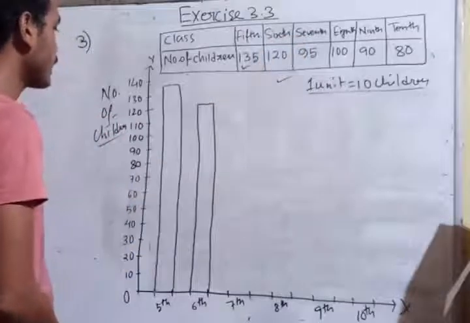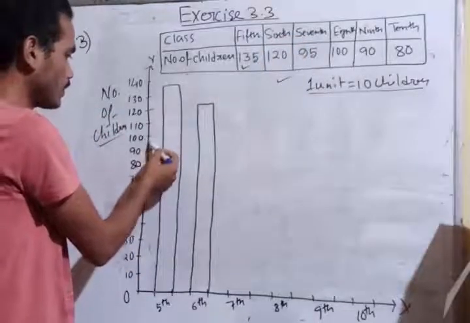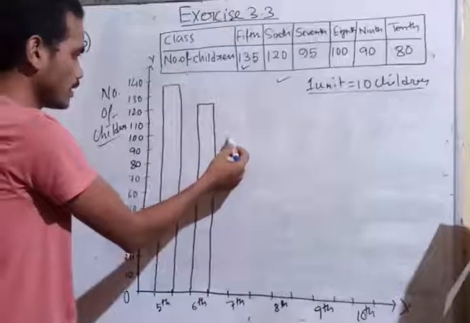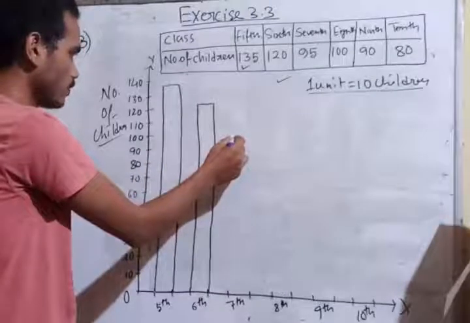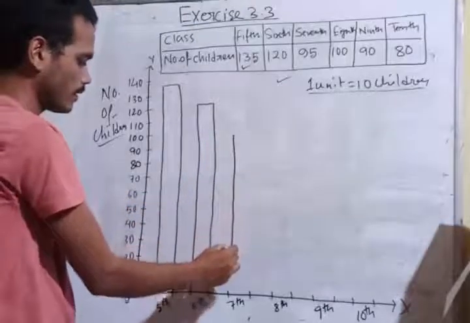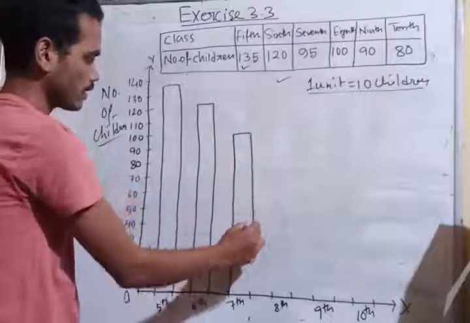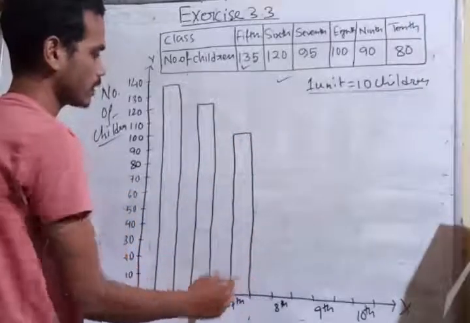In 7th class 95 students are there, means it will be in between 90 and 100. So in between 90 and 100, if you go like this, it will be here. So in 7th class you have to draw the bar like this. Use your scale always to draw these bars, otherwise the lines will not be straight.